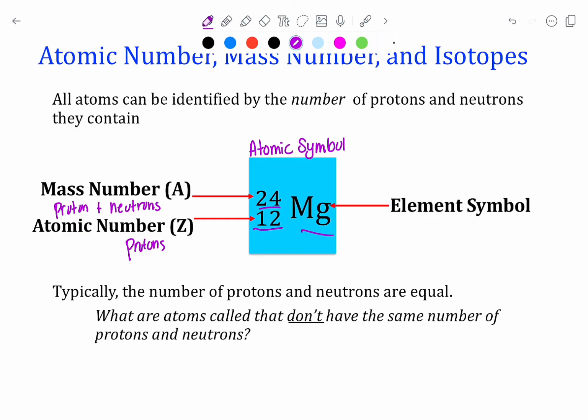Now, what happens if they are not the same? What if they don't have the same number of protons and neutrons? What do we call an element that has a different number of protons than it does neutrons? Well, this is called an isotope.